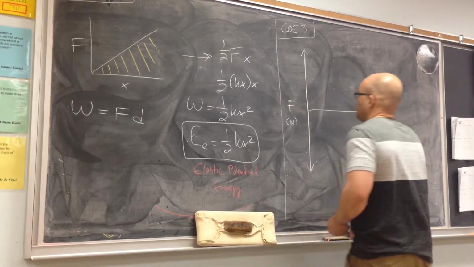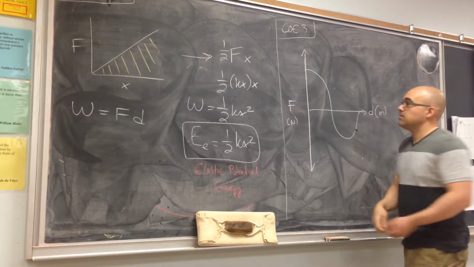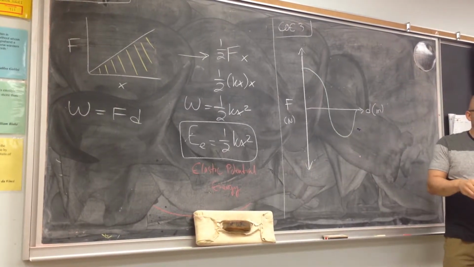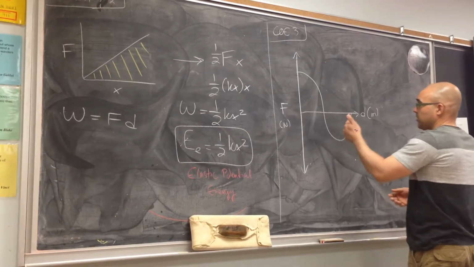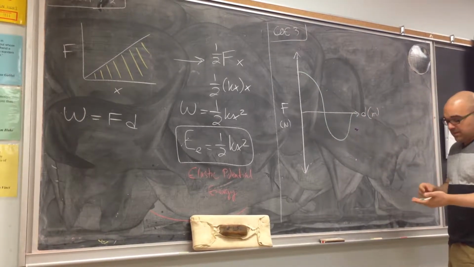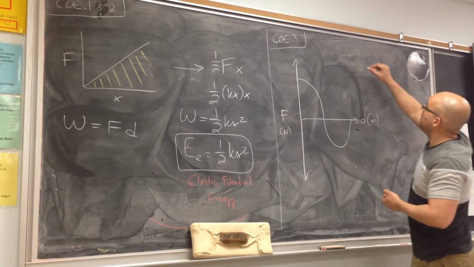Let's say our graph looks more like this. It's 6 centimeters from here. So we want to find the work done on the object given this variable force acting over this distance. So what property of the graph gives us that work?